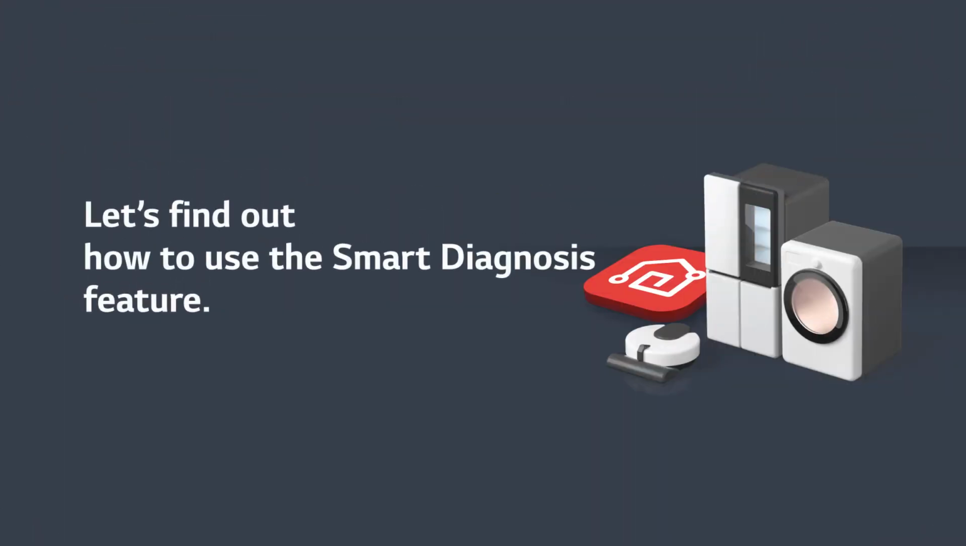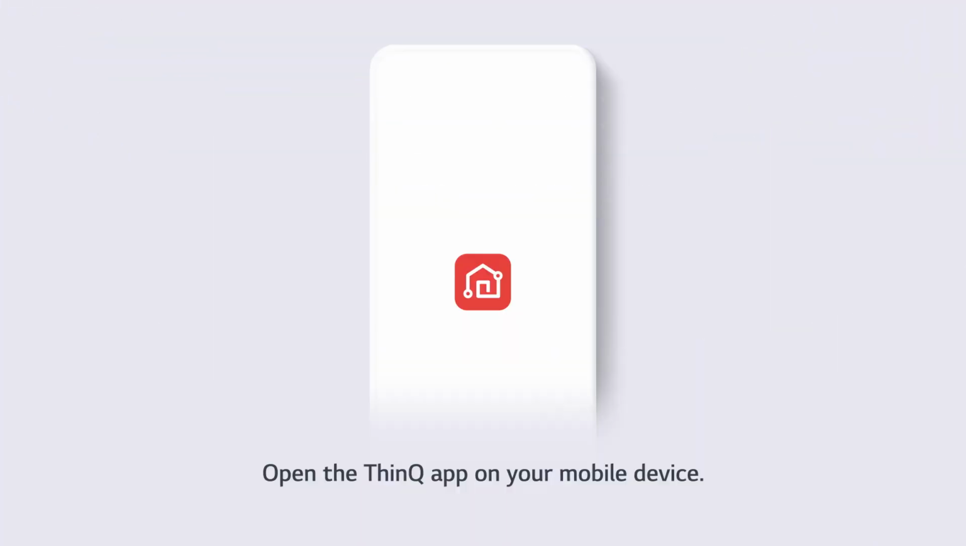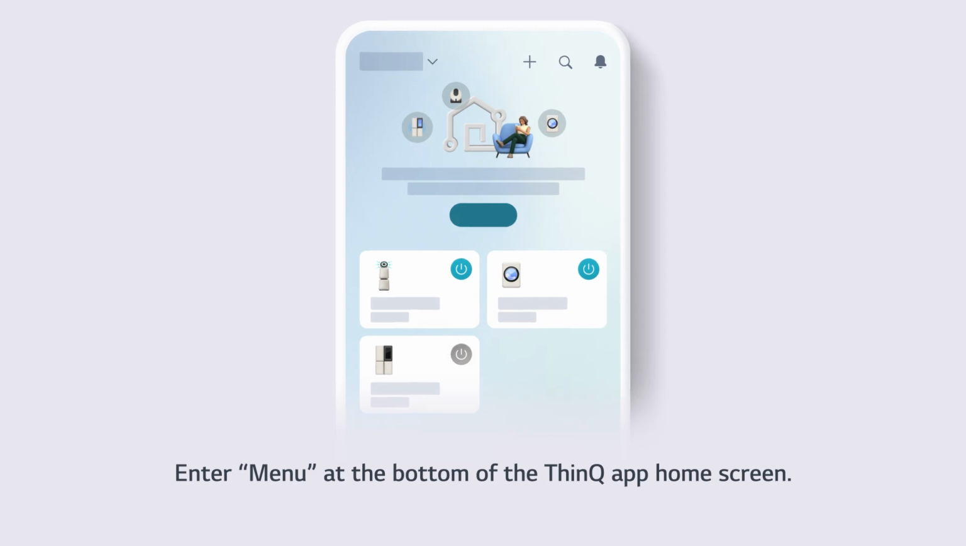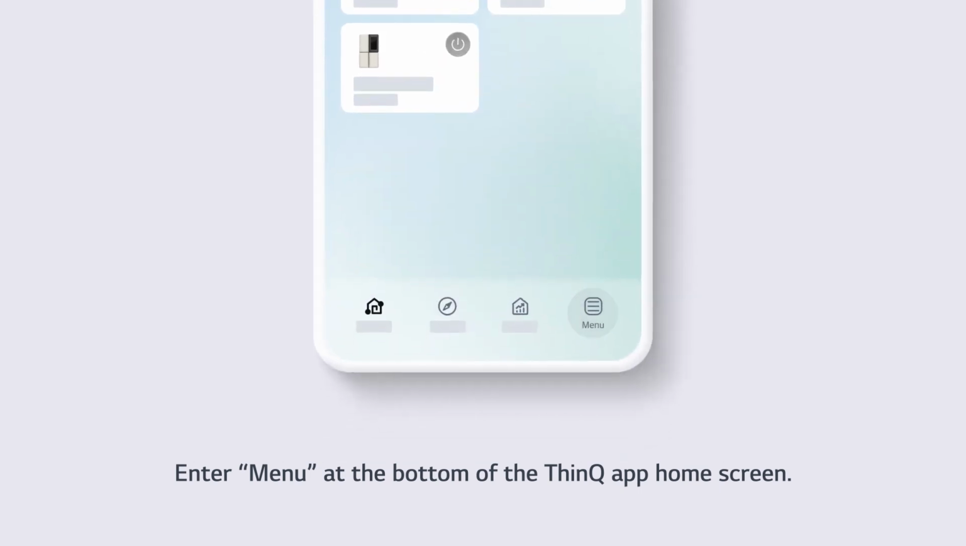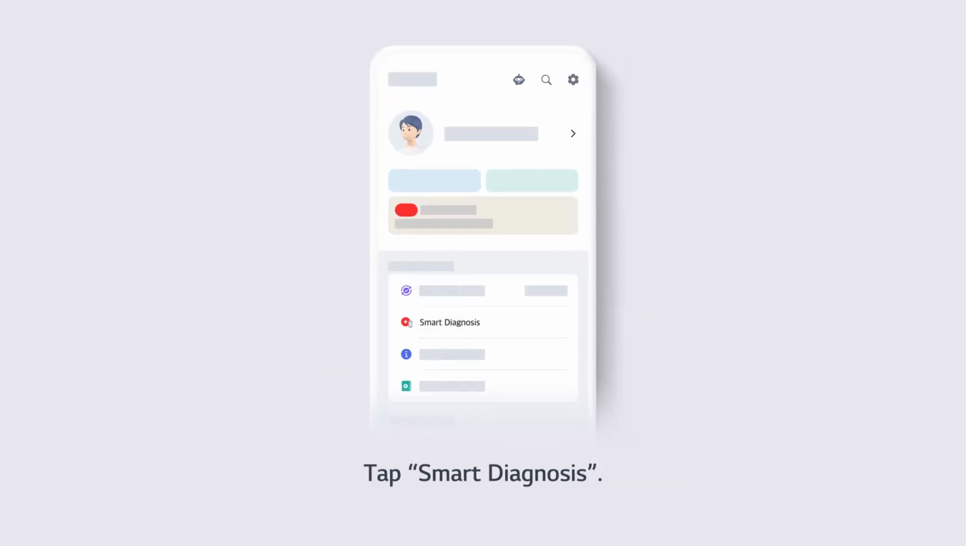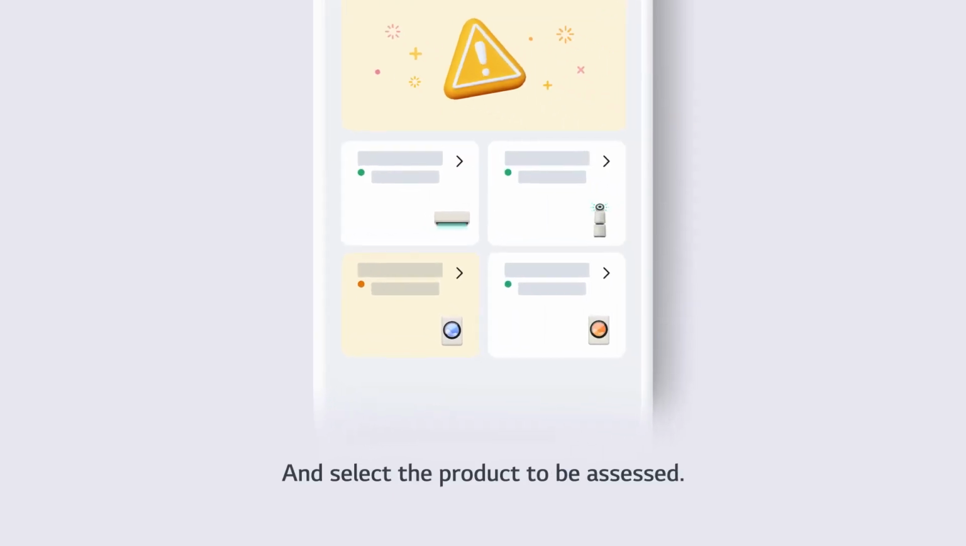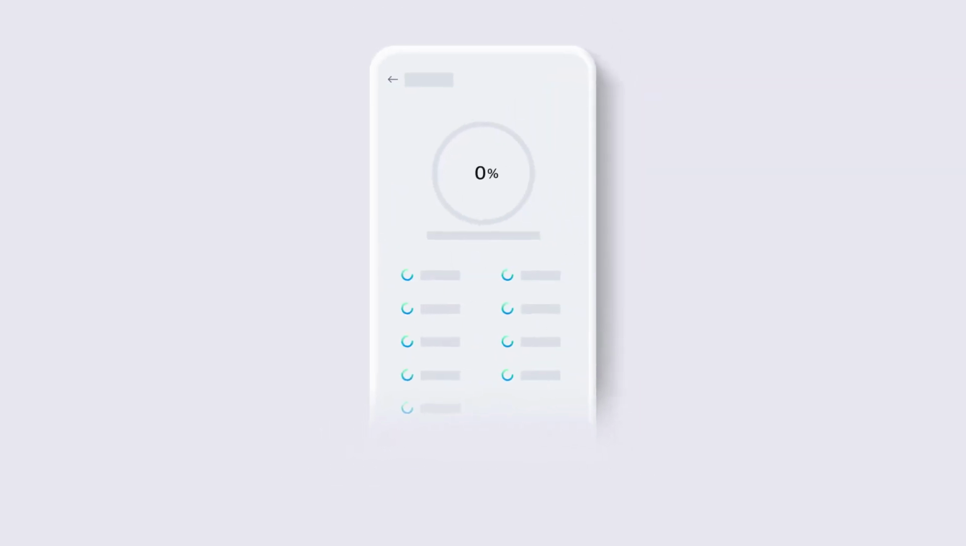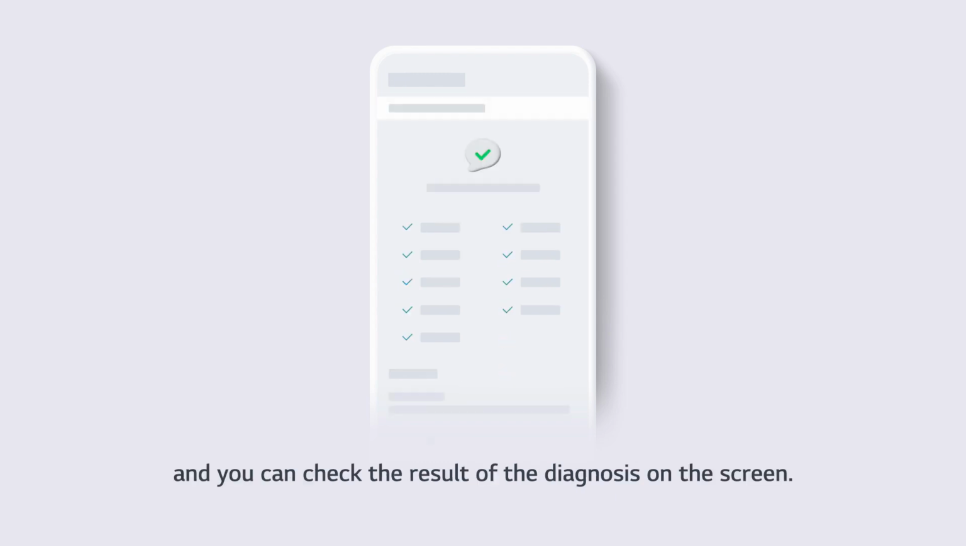Let's find out how to use the Smart Diagnosis feature. Open the ThinQ app on your mobile device. Enter Menu at the bottom of the ThinQ app home screen. Tap Smart Diagnosis and select the product to be assessed. Smart Diagnosis will then begin, and you can check the result of the diagnosis on the screen.